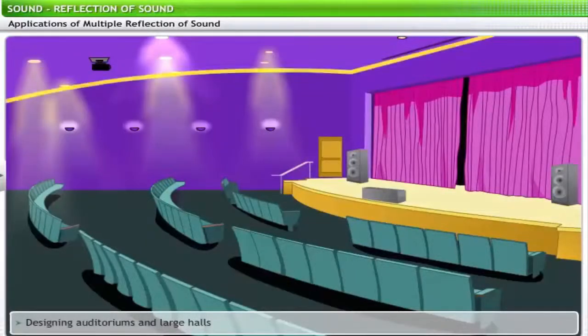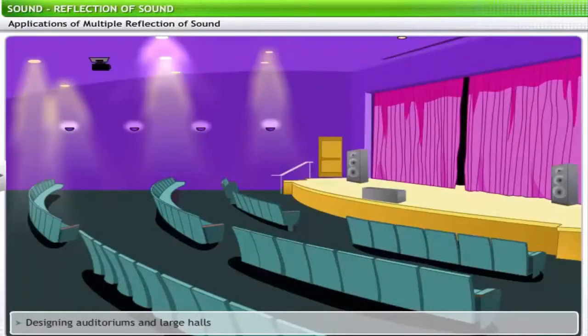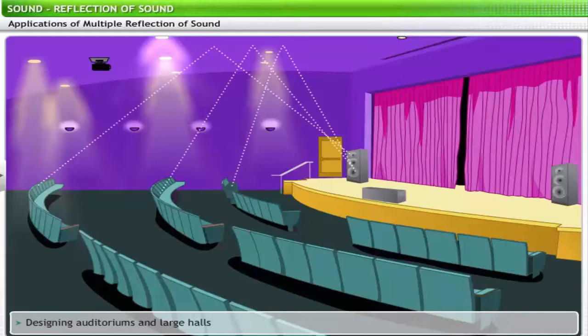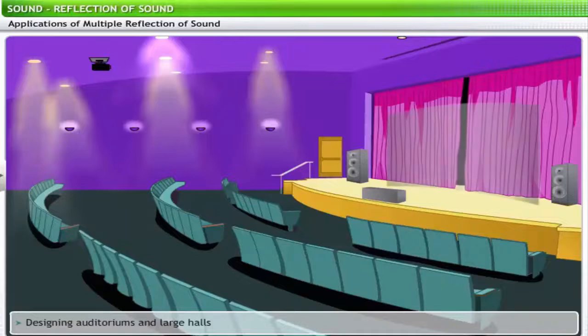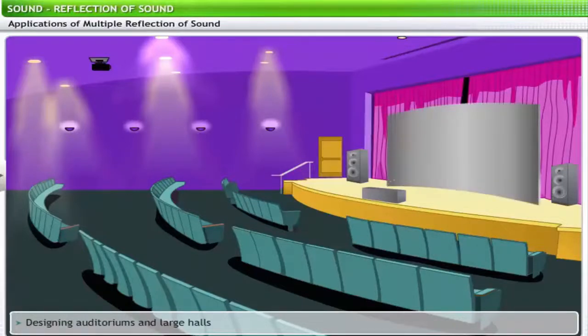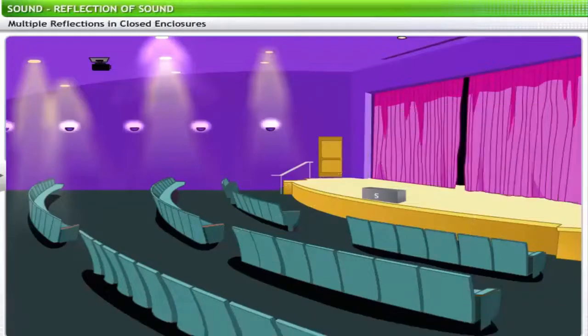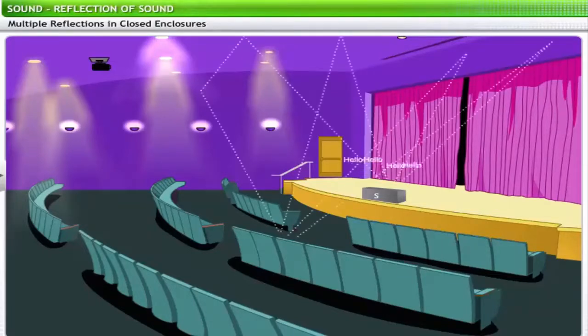The curved ceilings of cinema halls and conference halls are also designed keeping the principles of multiple reflections in mind. The curve in the ceiling ensures that the sound is reflected to all the corners of the hall, so that there is an even distribution of sound. In some cases, a soundboard is positioned behind the stage so that the sound waves produced are spread across the hall evenly. However, in cases where these halls are not designed properly, multiple reflections can lead to uneven distribution of sound.